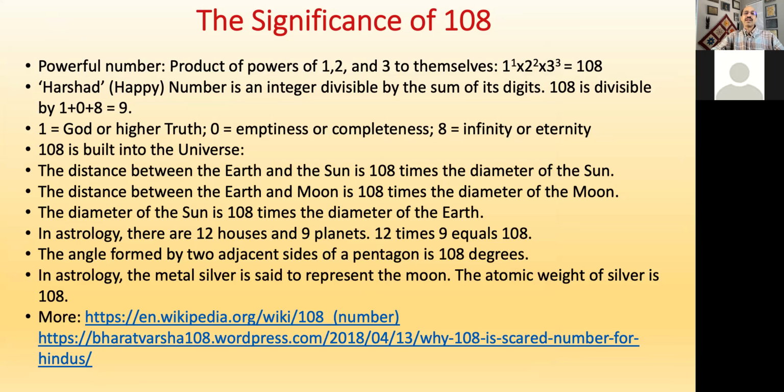It is a powerful number for a number of reasons. In terms of number theory itself, it's a product of the powers of 1, 2, and 3 themselves. So 1 squared times 2 squared times 3 squared is 108. The first 3 numbers squared and multiplied together will give you 108.